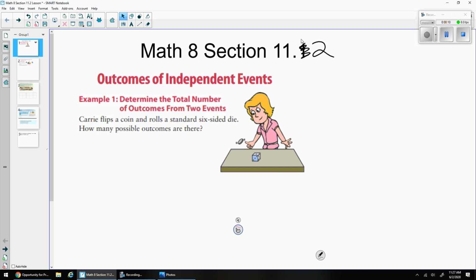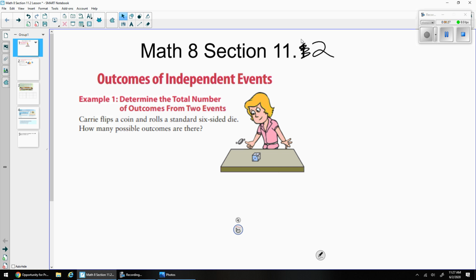Okay, so outcomes of independent events. We're looking at a different way that we can find the total number of outcomes that there will be. Not necessarily finding probabilities, but just how many outcomes. So let's look at this example. Determine the total number of outcomes from two events.